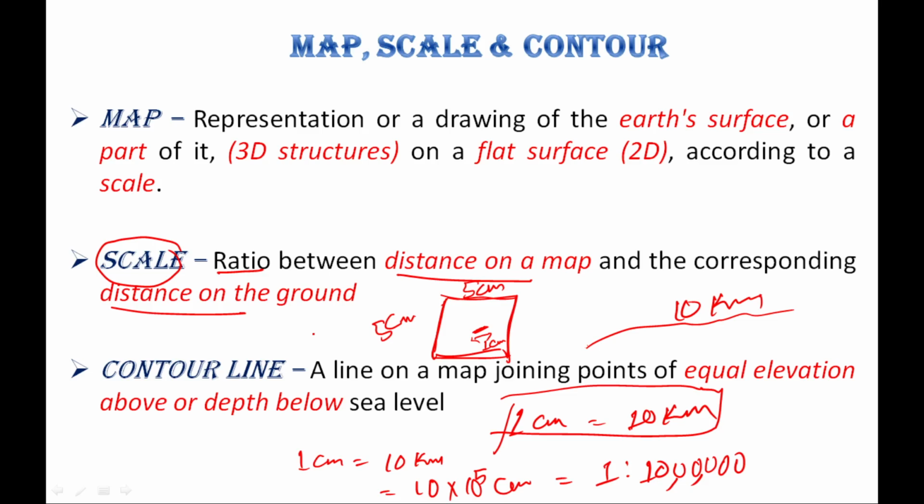1 is to 1 million is the ratio. This is the scale. 1 million, or 10 lakh, is the scale. Then what is a contour line?